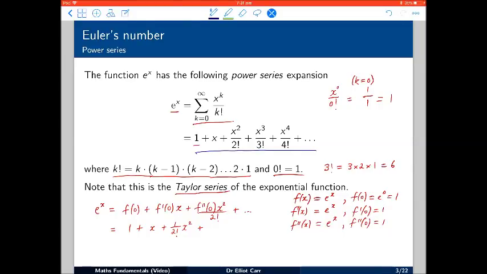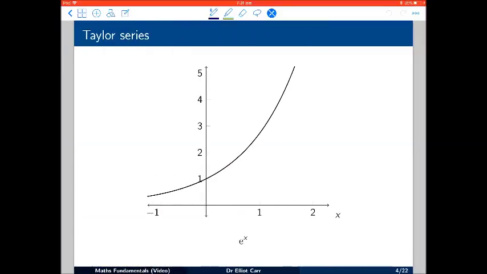Okay, so here is what the graph of e to the x looks like. I can think of this as a plot of the function y is equal to e to the x. This is the y-axis, this is the x-axis. At x equals 0, which is this point, e to the 0 is 1, so my function passes through this point.